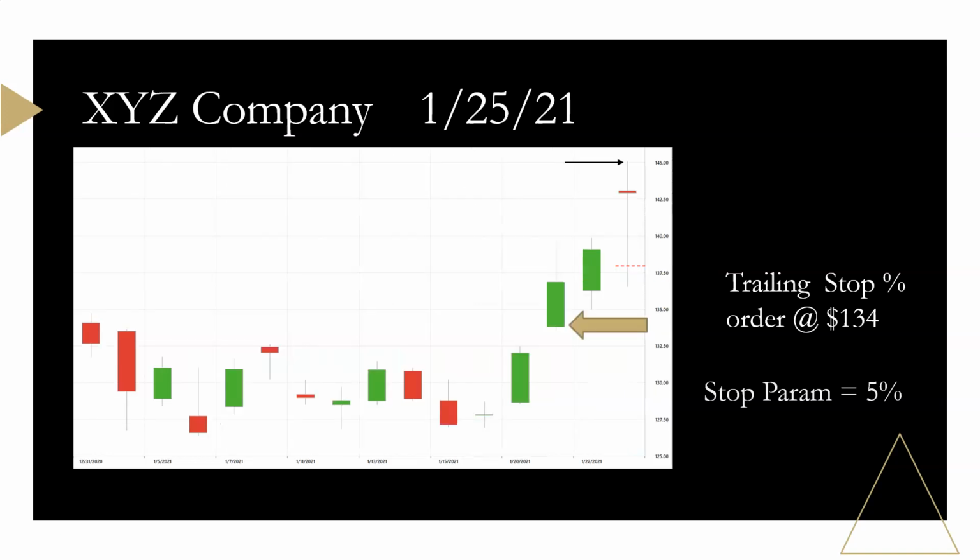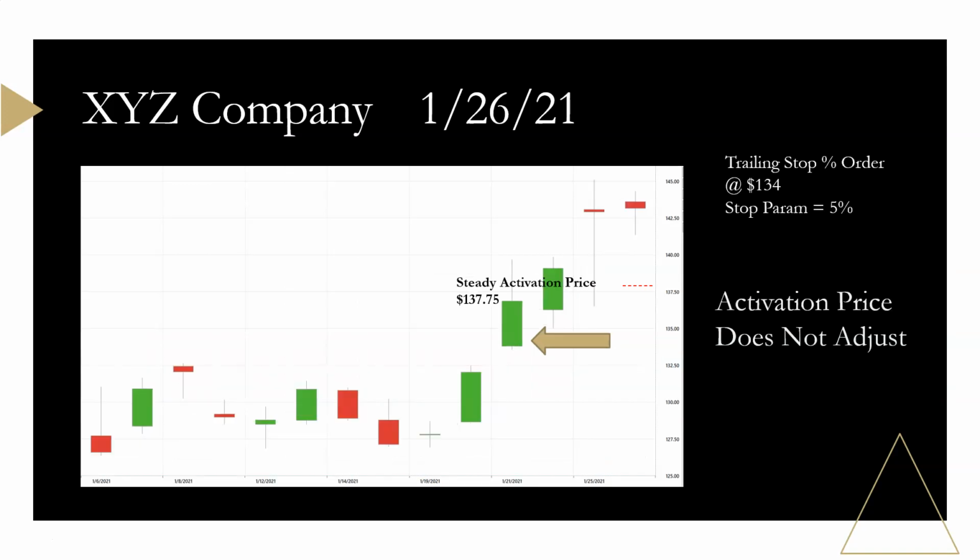The 25th of January rolls around, and the stock has seen a new high of $145, thus adjusting the activation price to $137.75. The 26th of January comes around, and the price comes down a little bit. And because the stock has not seen a new high, the activation price stays the same.